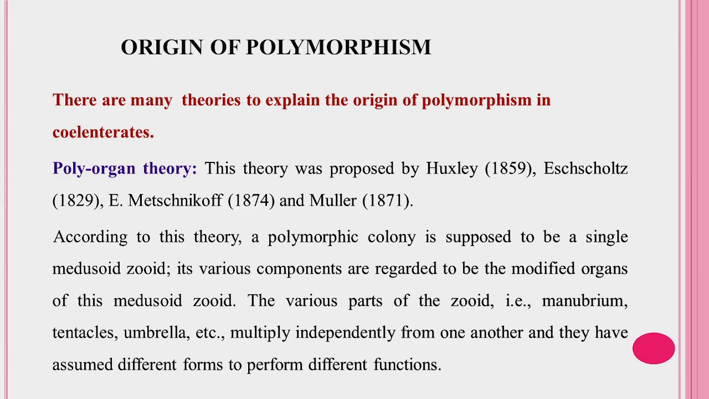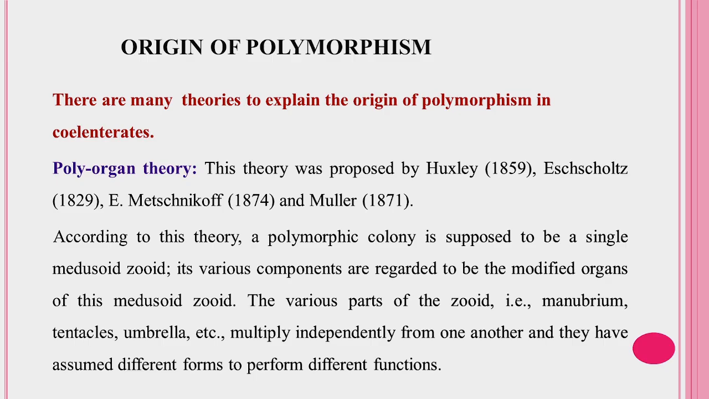Let us see the theories proposed by various scientists to explain polymorphism. Various theories have been proposed, but only three are accepted to explain polymorphism. Among them, the first one is the polyorgan theory, proposed by Huxley, Metschnikoff and Muller.